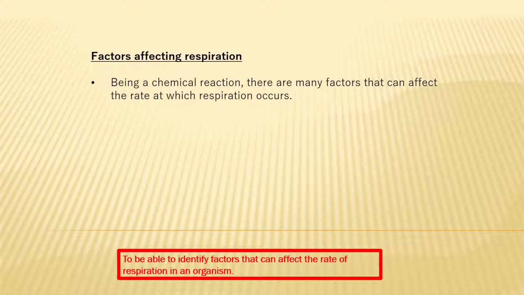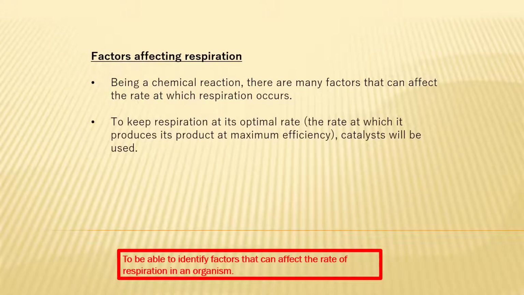As respiration is a chemical reaction, there are many factors that can affect the rate at which it occurs. To keep respiration at its optimal rate, now optimal means the rate at which it produces its product at maximum efficiency, catalysts will be used. Catalyst is a term that you may be familiar with when studying enzymes. What catalysts do is either speed up or slow down a chemical reaction to help it keep at an optimal rate so we can produce as much energy as is needed or in demand.